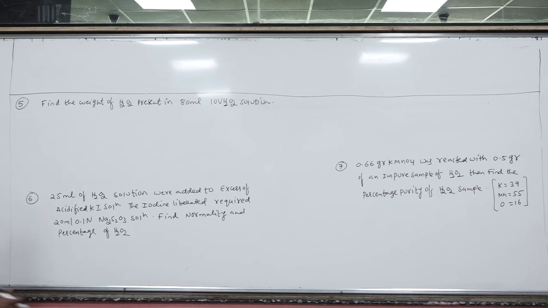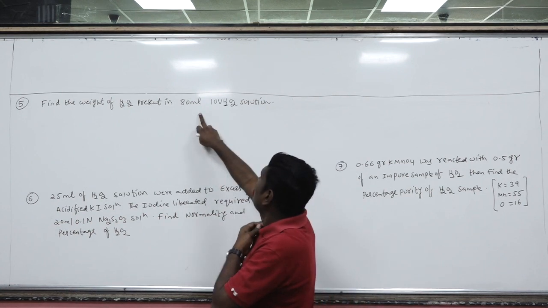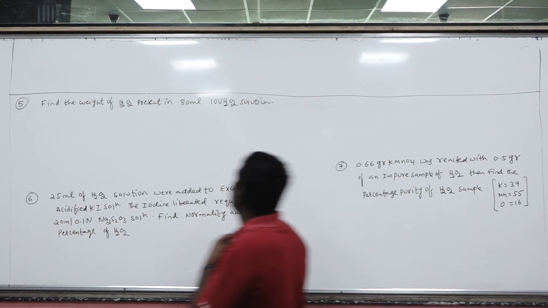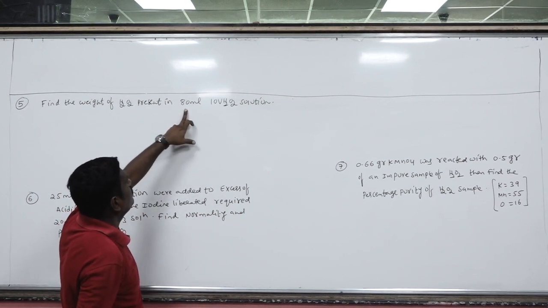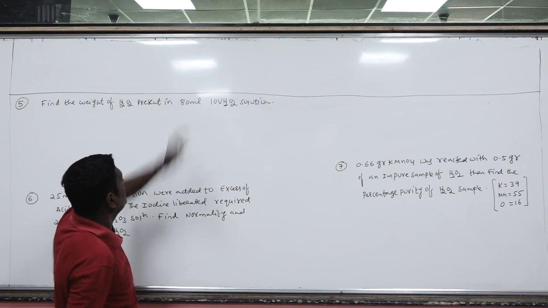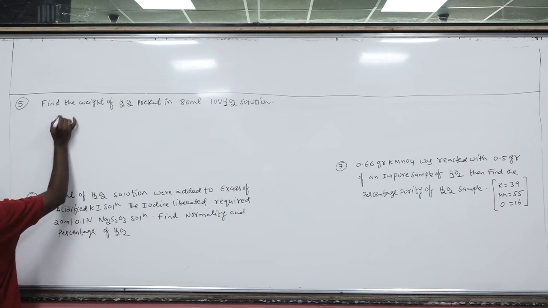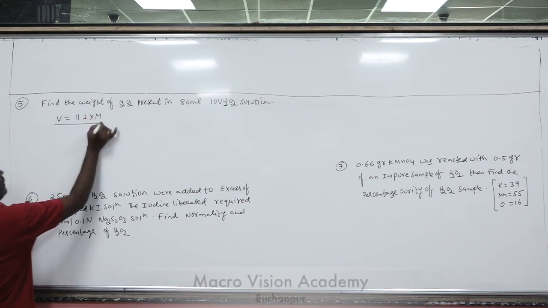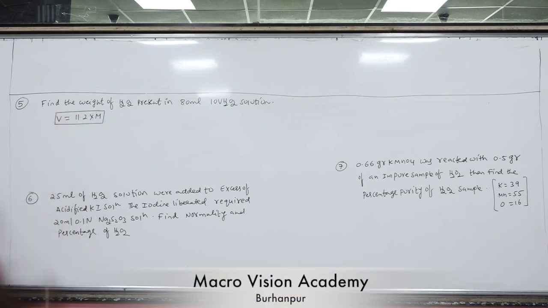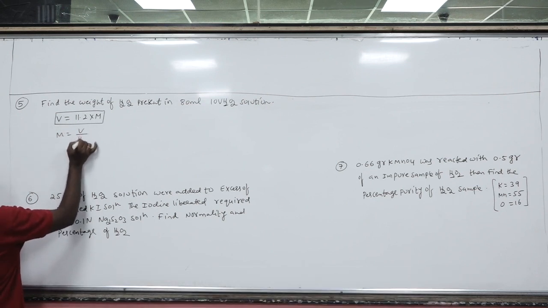Next, fifth problem. Find the weight of hydrogen peroxide present in 80 ml of 10 volume H2O2 solution. Now here the volume strength of H2O2 is given to you and the volume of H2O2 is given to you. Find the weight of H2O2 that will be present. First of all, what is the relation between volume strength and molarity? Volume strength is equal to 11.2 into molarity. So here I am writing molarity is equal to volume strength by 11.2. Yes or no?